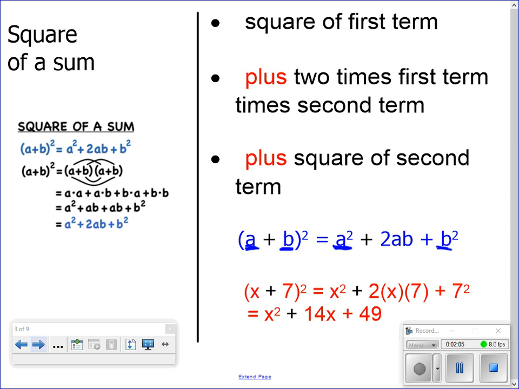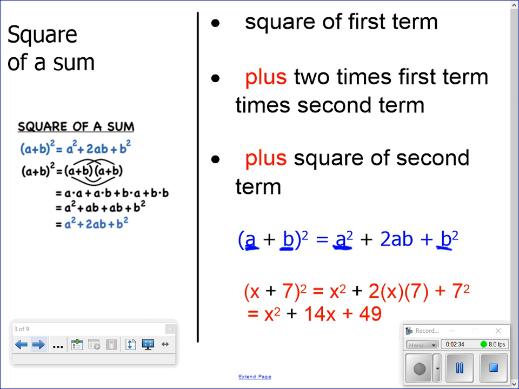Again, if we look at x plus 7 squared, to get the first term, we square x, so x squared. To get the second term, we do 2 times x and 7, so that would be 14x. And then to get the third term, we would square 7, which would end up being 49. So our simplified trinomial would be x squared plus 14x plus 49.